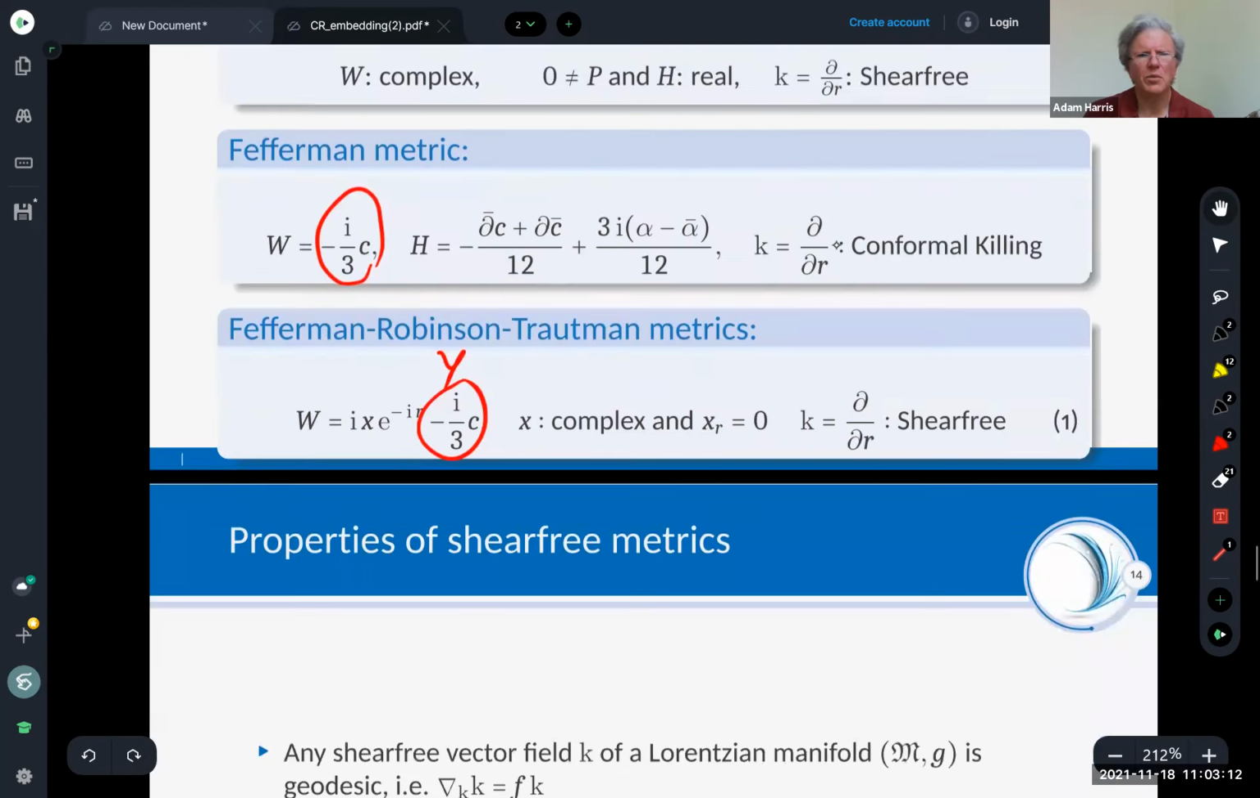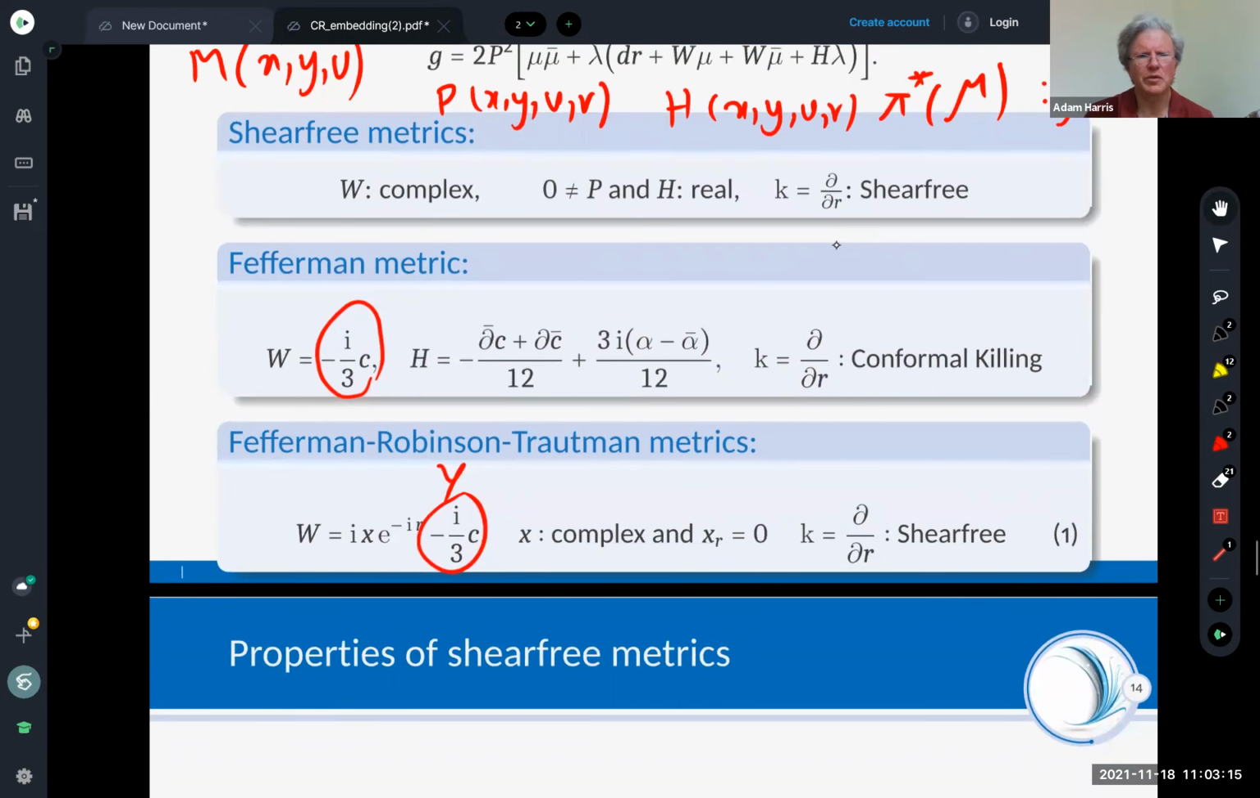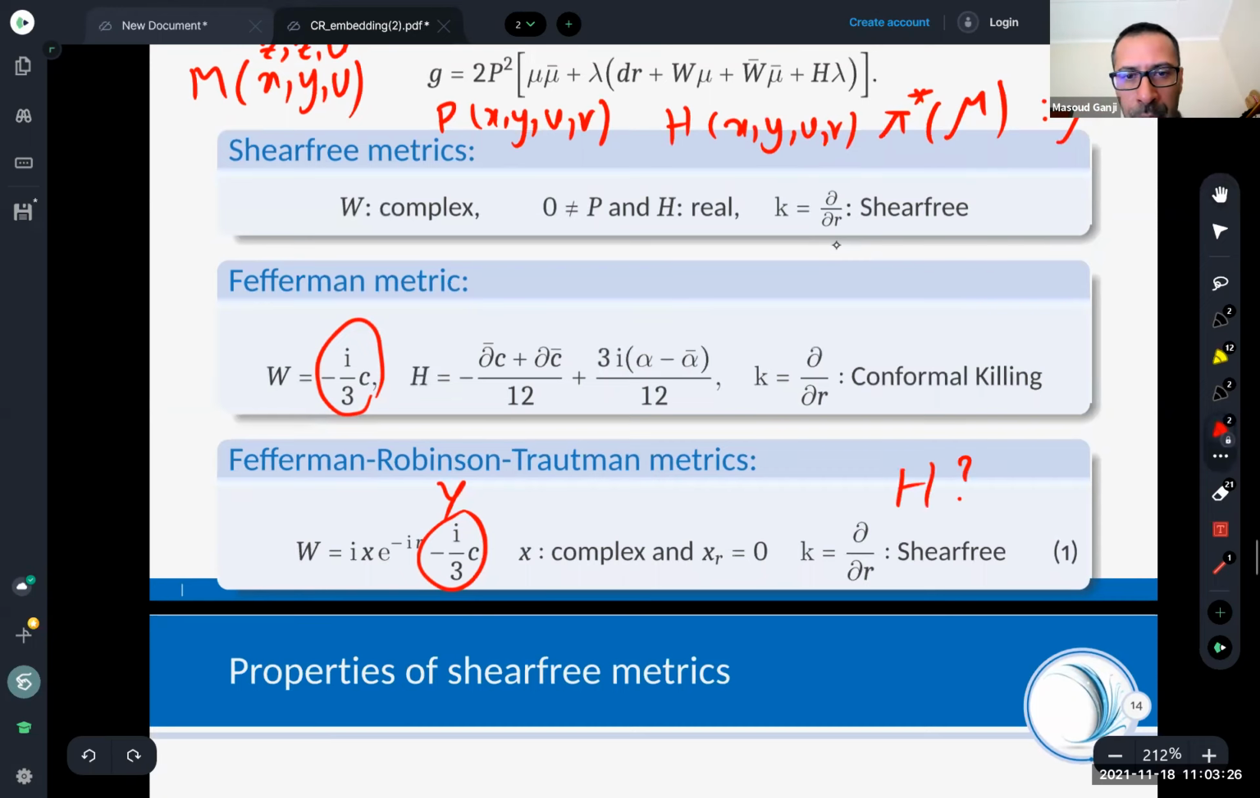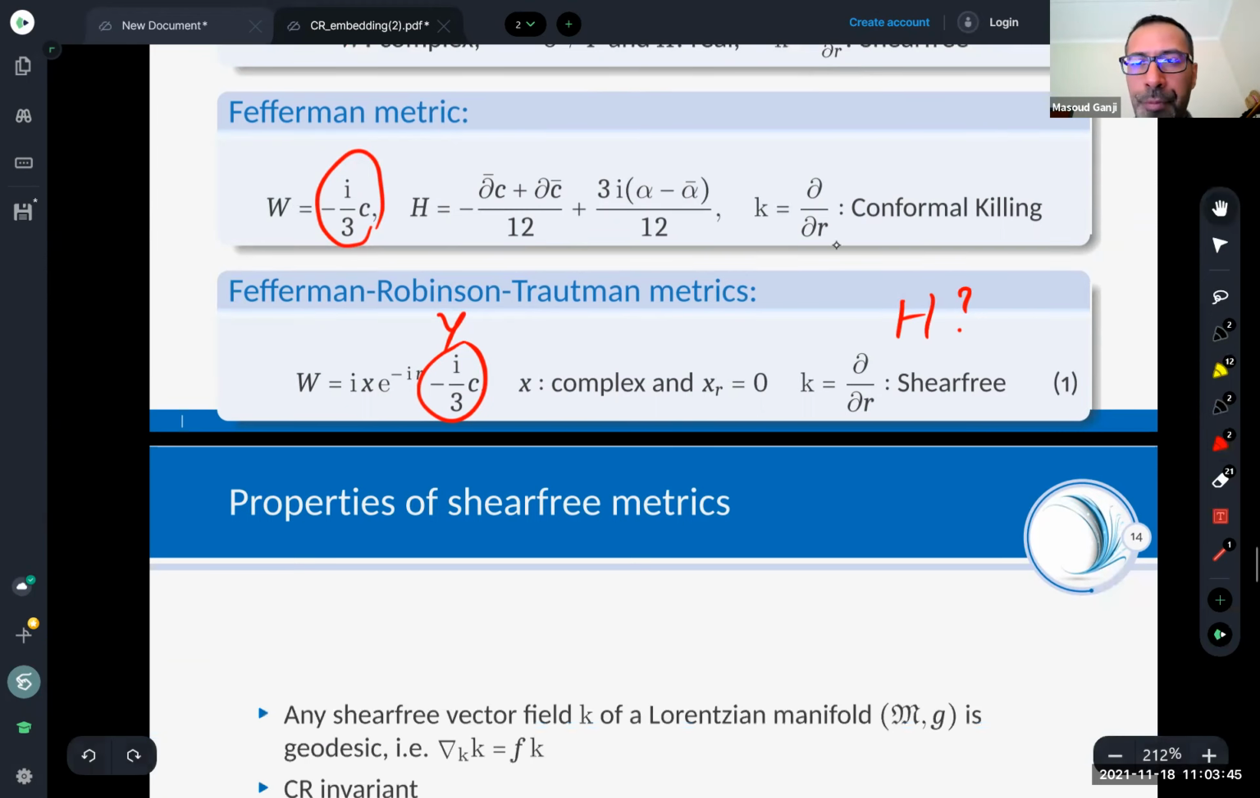And you're going to explain why there's no H in the definition of the Fefferman-Robinson-Trautmann metric, I guess. The reason is this, because H is not determined. So we don't care about H, because W was the most important part. H can be determined for different purposes. If you are interested in Einstein metrics or Ricci-flat metrics, it gives us some formula for H.